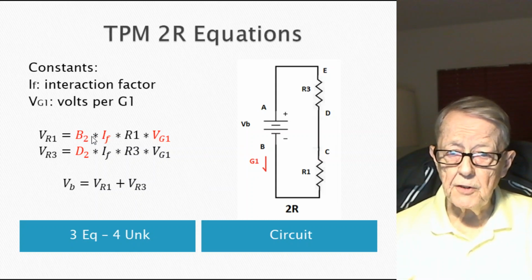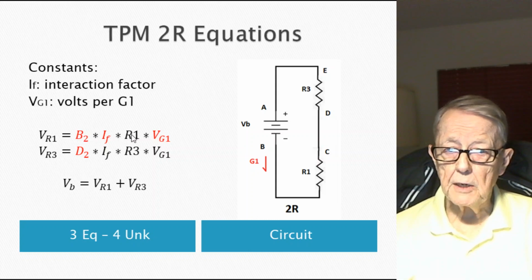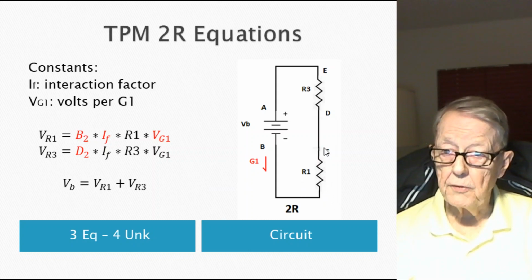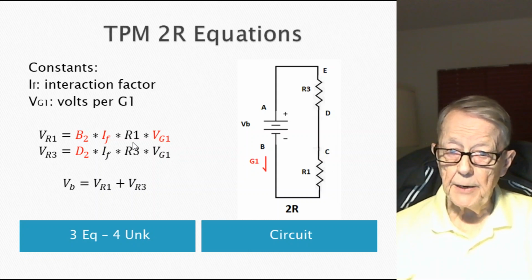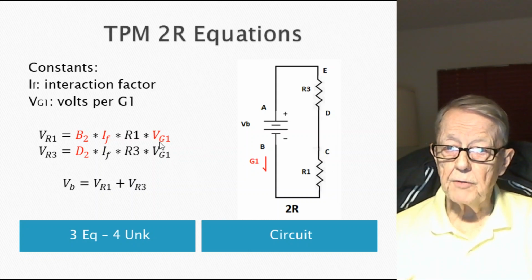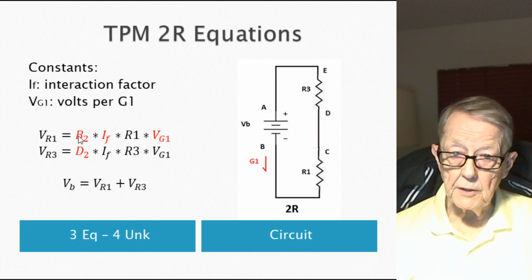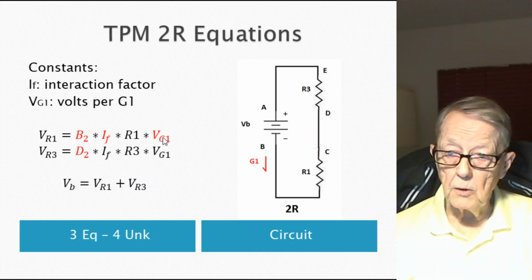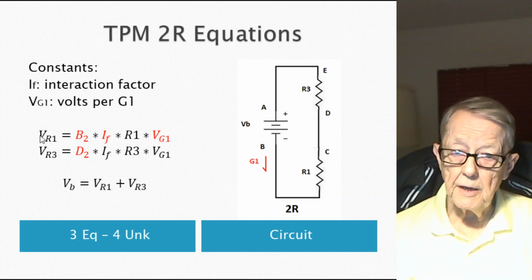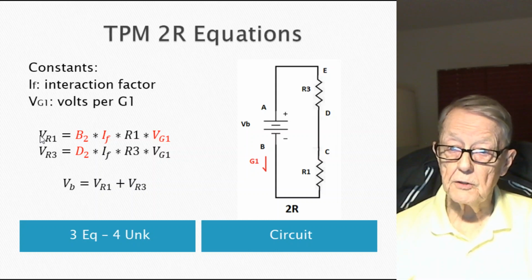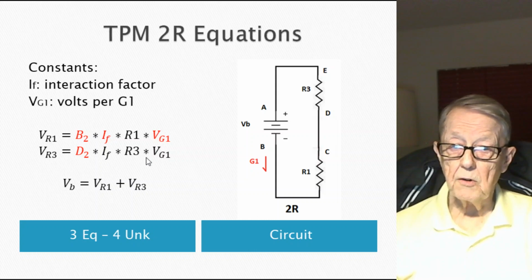But these first three terms basically calculate the number of G1 particles lost going through this resistor. In order to get a voltage, I invented a constant that is the volts per G1 particle. So this is the number lost. This is the volts per the number lost. Hence, that's the voltage lost across resistor R1. This is the voltage lost across resistor R3.